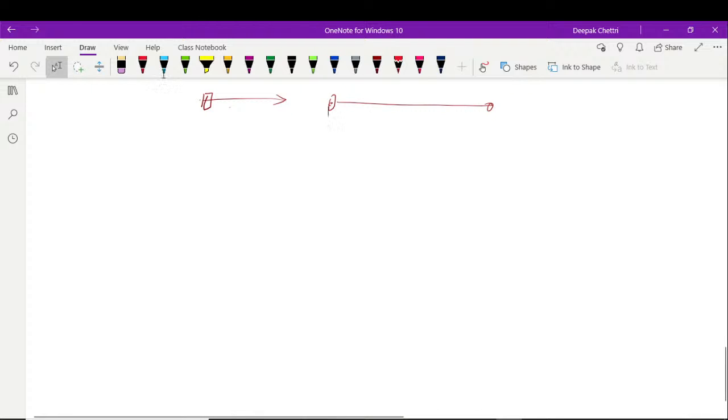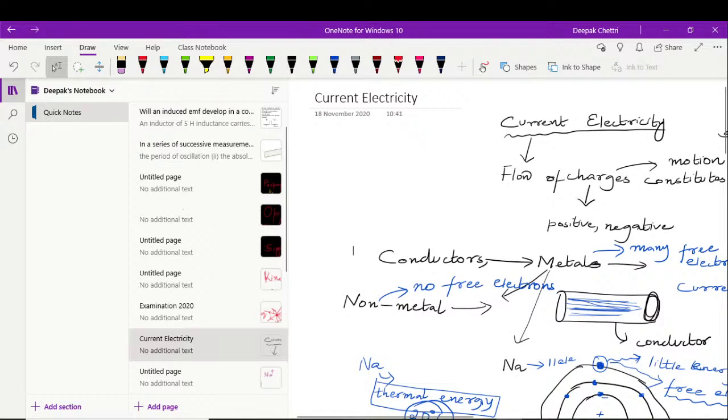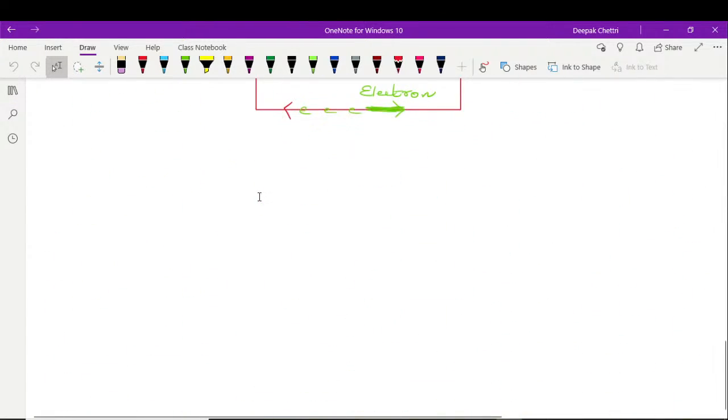Now I forgot a very important thing. I told you that current is the flow of charges. Now there is an expression for current. I forgot. So suppose you have a conductor again, and you take an area with you.